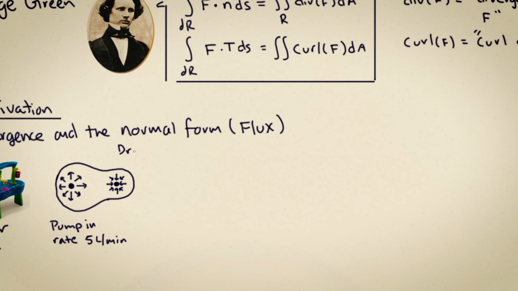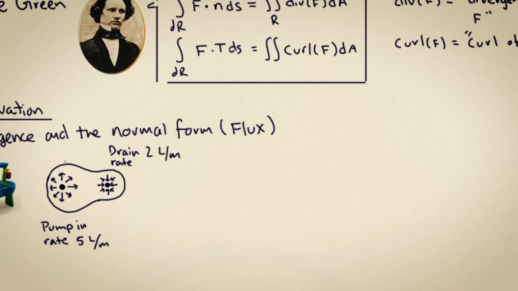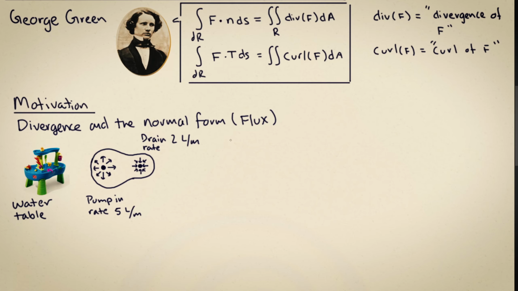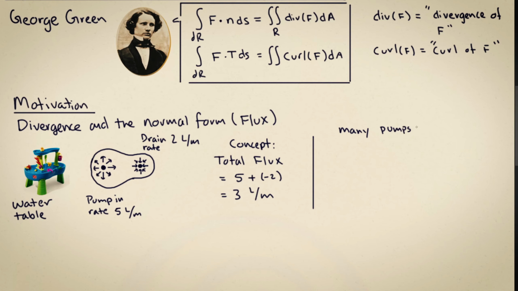It's pretty obvious in this case that the rate at which water would flux across the boundary of the table is 3 liters per minute. This would be true even if we weren't limited to just the instance where there was one pump and one drain. Suppose that the region was partitioned up into a bunch of little pieces.